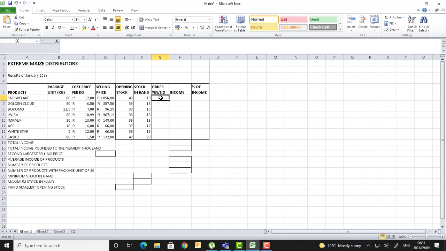Order yes or no. It says if stock in hand is smaller than 15, new stock should be ordered. Display yes or no. So we are going to test if stock in hand is less than 15. If it's true, then if it's less than 15, we are going to say we order. Am I right? Then it will be yes. If we don't order, it will be no.